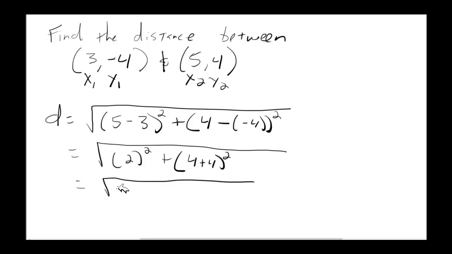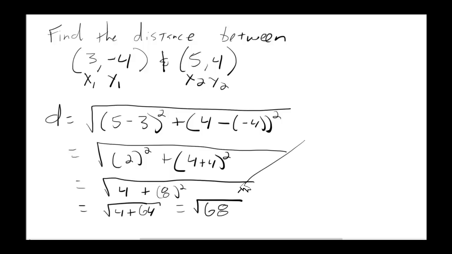Big square root. 2 squared is 4, plus 4 plus 4 is 8 squared, which equals the square root of 4 plus 8 squared is 64, which is equal to the square root of 68. And then remember, you always have to try to simplify this, if possible.